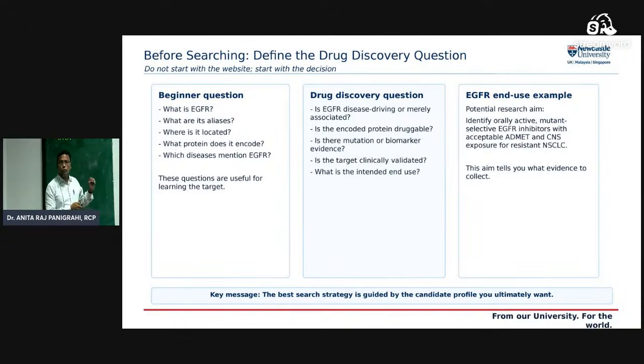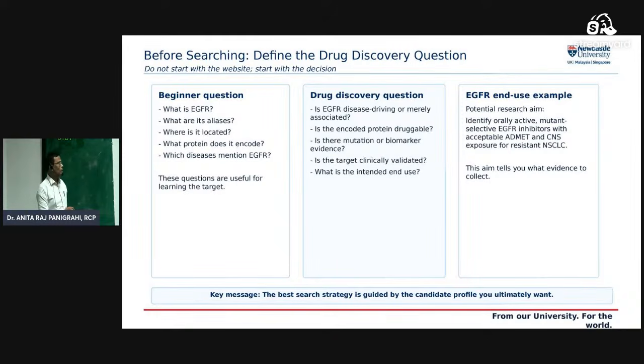And we want the drug to be mutant selective. Some people simply say selective, but selective with respect to what? So we need to explain mutant selective. Some people will say good ADMET properties, but what is meant by good? There is no definition. Here they say acceptable. Acceptable means you may not meet 100%, but you need to compromise. Drug discovery is always a compromise between efficacy, safety, and toxicity.